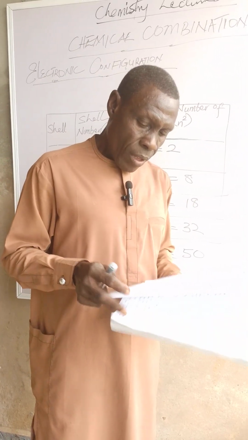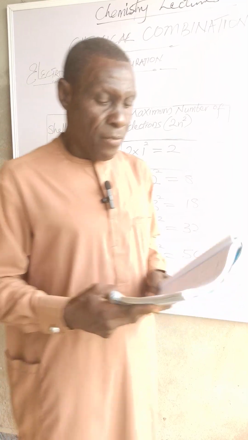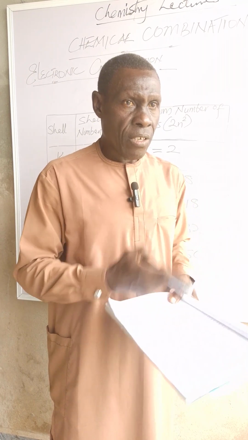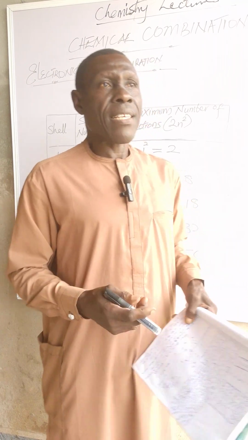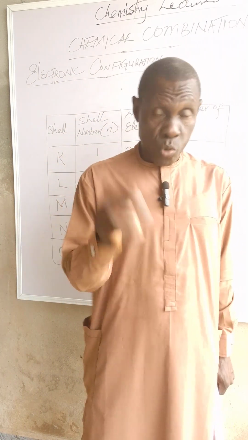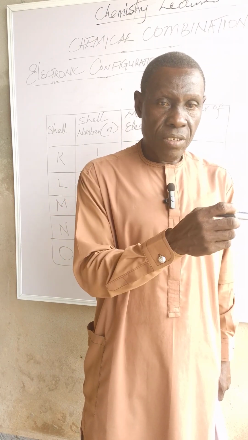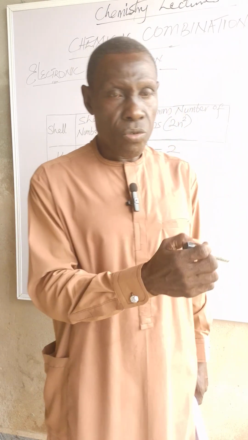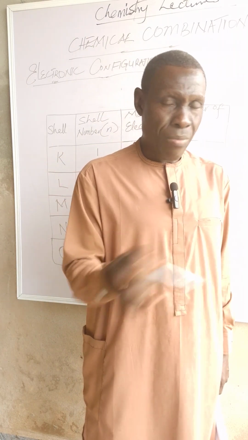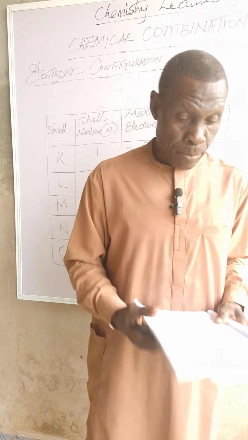Now, let us also consider the first 20 elements. That is from hydrogen to calcium. Let us consider the first 20 elements. And as I used to say, if you are a chemistry student, to me, it is compulsory that you must know the elements from hydrogen to calcium. You must know the atomic number, you must know the atomic mass of each of the elements, you must know their chemical symbols. It is very, very important because the first 20 is very, very important.